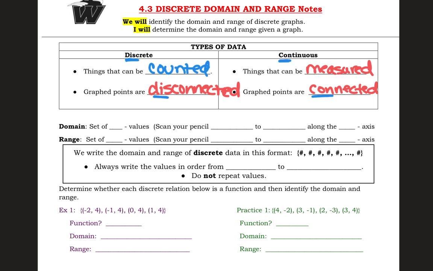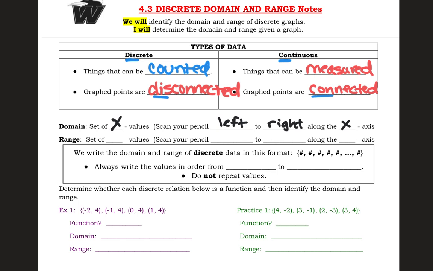When we look at domain, does anyone remember what domain values look at? What are we looking at when we're looking at domain? We're going to be looking at the x values, only at the x values. When you're looking at it, you're going to scan your pencil from left to right. What axis goes left to right? The x-axis. Good. So it's going to be along the x-axis.